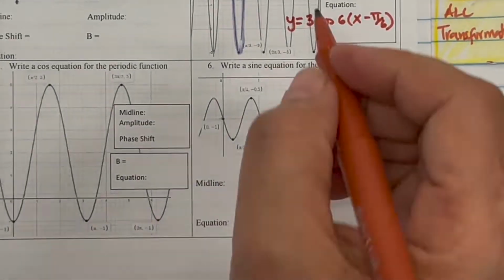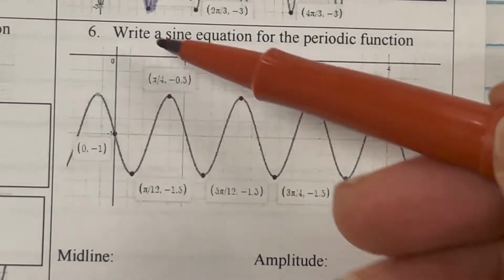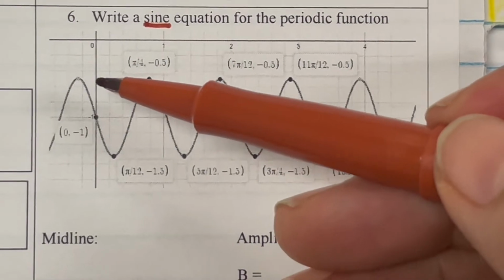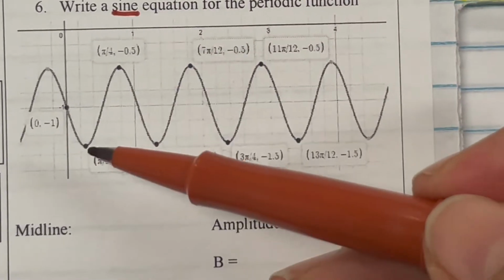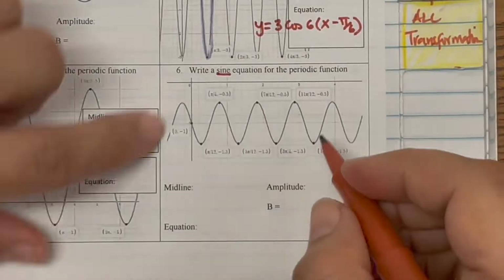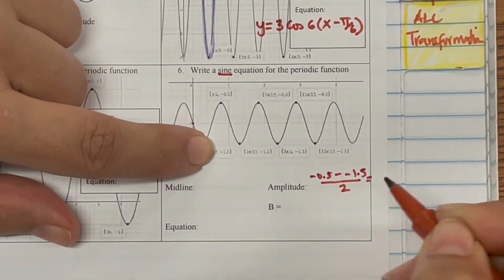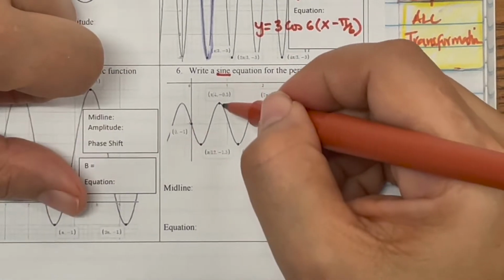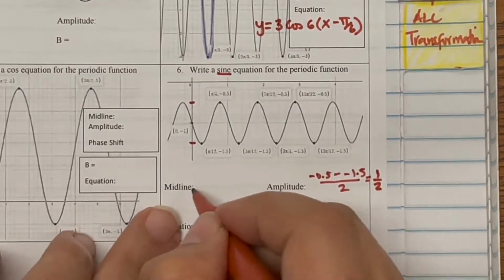All right, let me do one more example for you. So this time let's look at sine. So again, start with the amplitude. So how do I get from your maximum? That looks like the maximum is a half and the minimum is negative 1.5. So the amplitude is negative 0.5 minus negative 1.5 divided by 2, which is going to give you 0.5. Okay, so my amplitude is 0.5. That makes sense because it goes 0.5, 1, 1.5, 2.